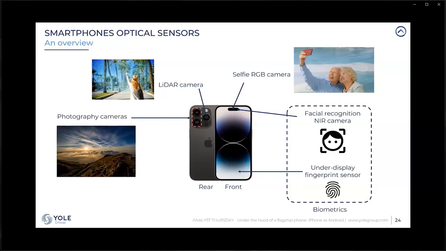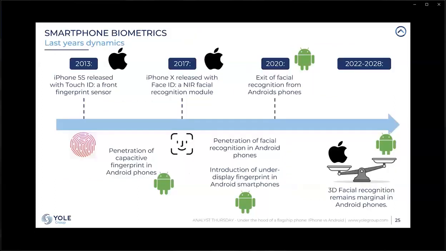And finally, there are the biometric sensors that can be either based on cameras, like the facial recognition used by Apple, for example, or it could also rely on fingerprint sensor technologies. So for both approaches, there are differences. Here is a piece of history, last year's dynamics around the adoption of the biometrics modules in the smartphone industry. So we can start with Apple. Apple started introducing the fingerprint sensors in 2013 with the Touch ID in the iPhone 5S.